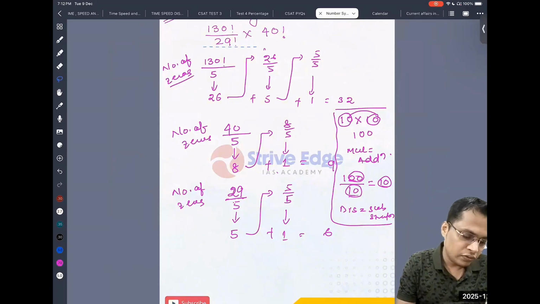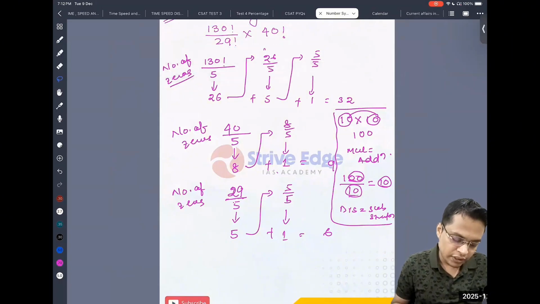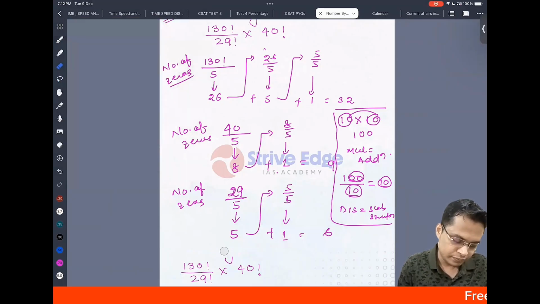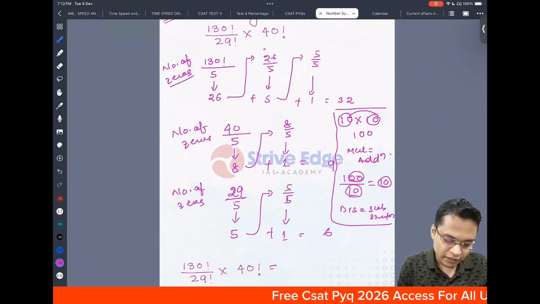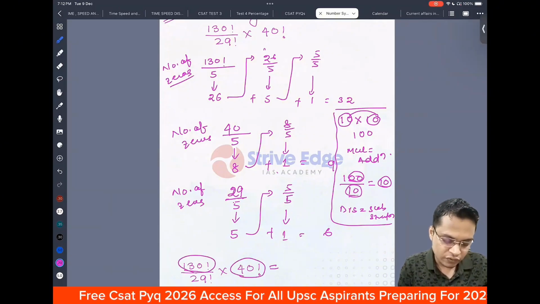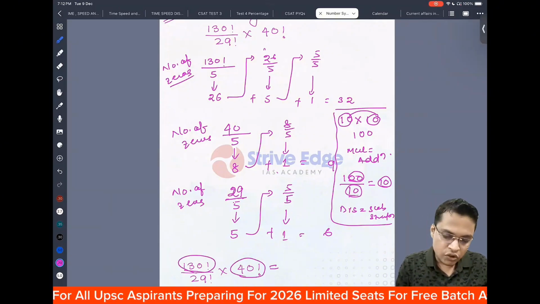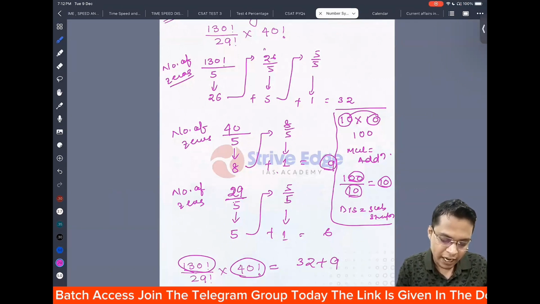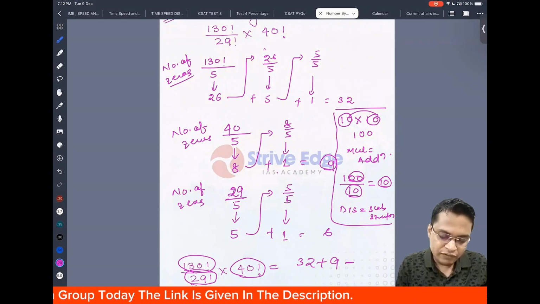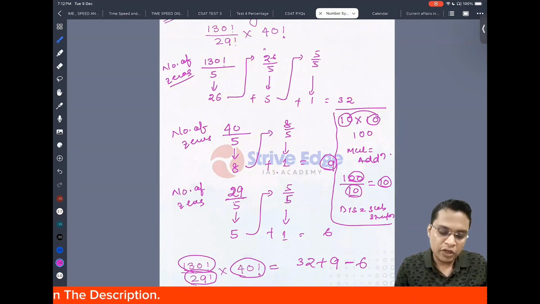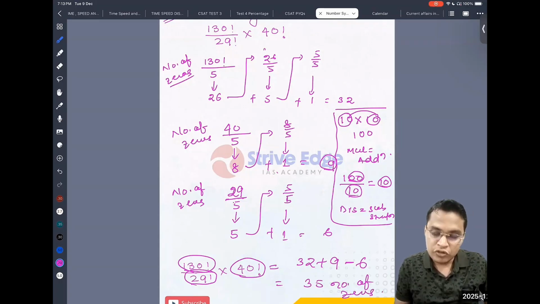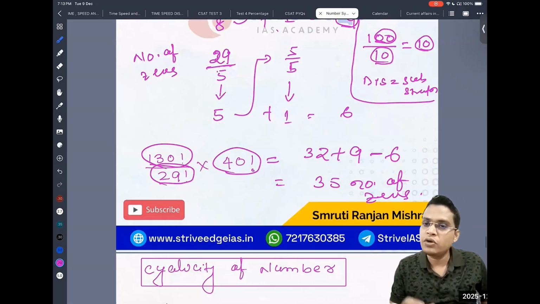Here the value is given: 130 factorial into 40 factorial, so the number of zeros will be added. I can write 32 plus the number of zeros here, which is 9, and for 29 factorial we have to subtract 6. So how many zeros will we get? If you subtract, you will get 35 zeros. This is very important. This kind of question can be asked in your exam also.